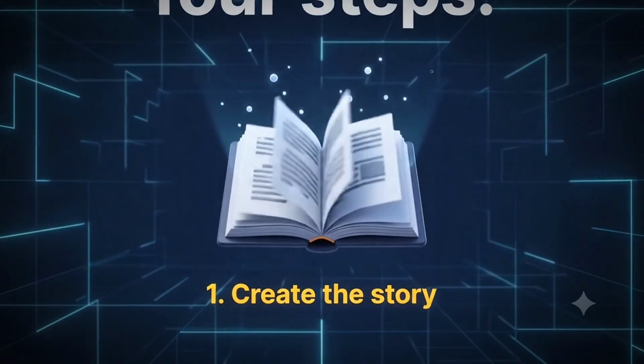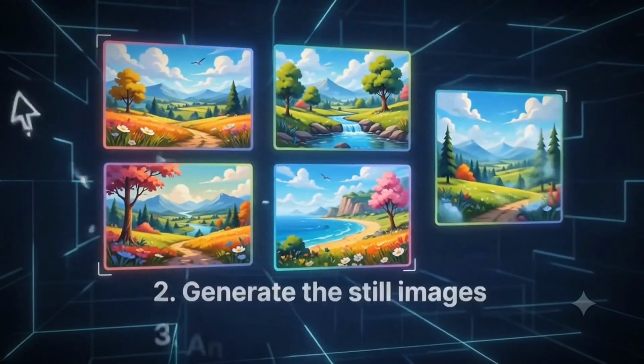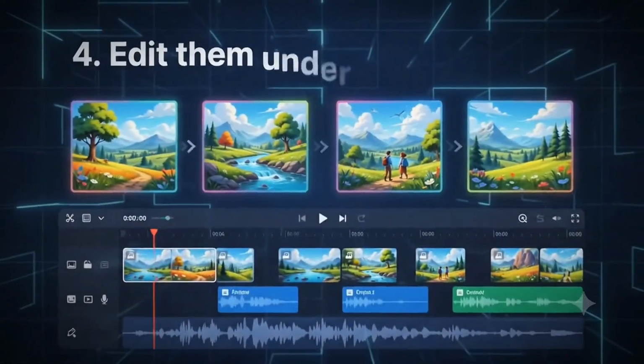The workflow is much simpler than it looks. There are only 4 steps: create the story, generate the still images, animate those images, and edit them under the voiceover. I am going to show the complete process with a 1-minute example, including what I copy, where I paste it, and what I download. You do not need to write dozens of prompts yourself. The master prompt handles most of that work for us.